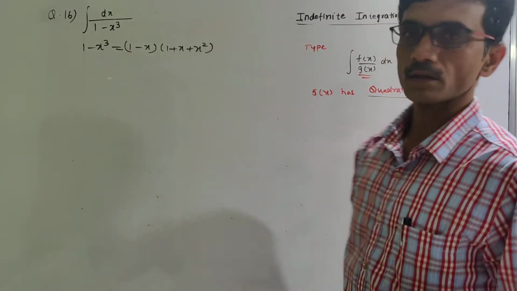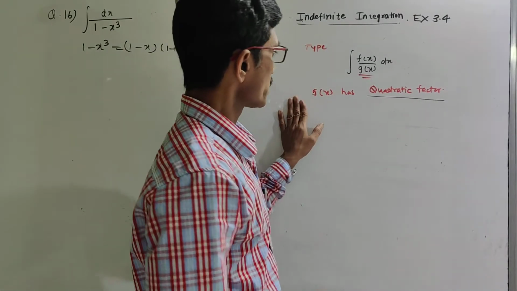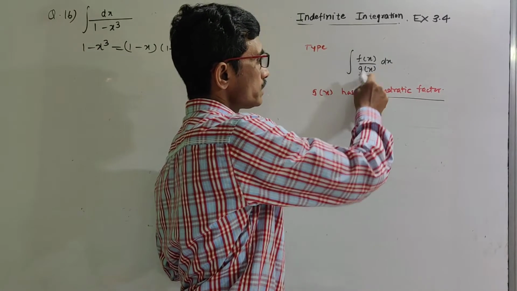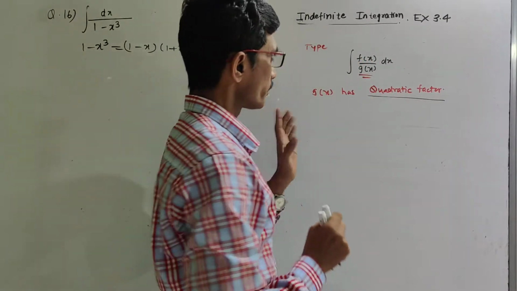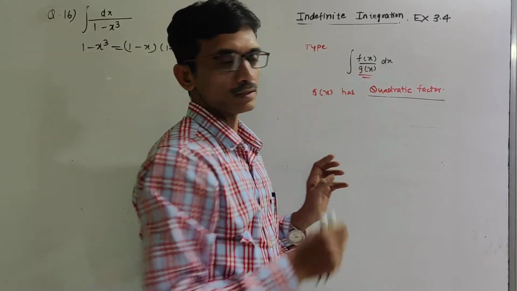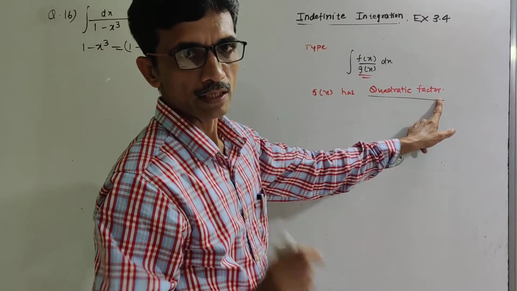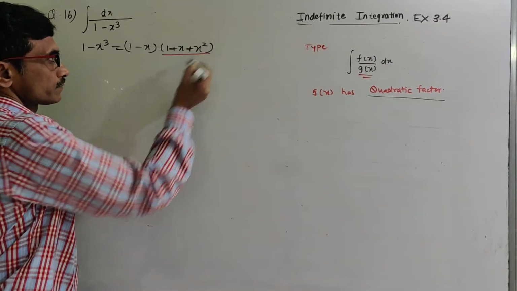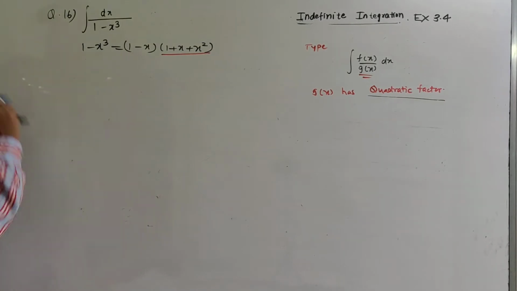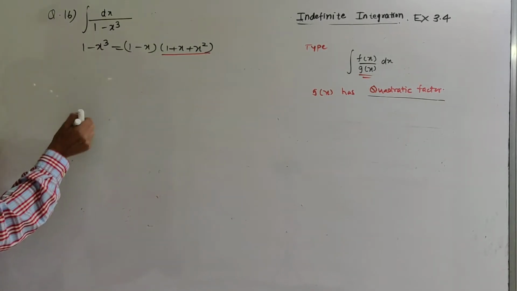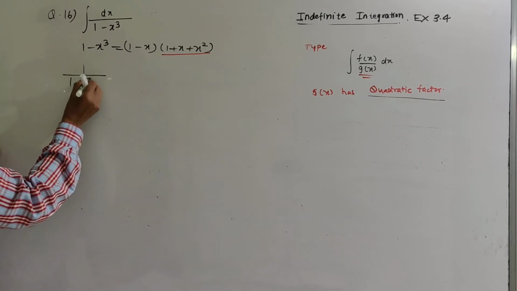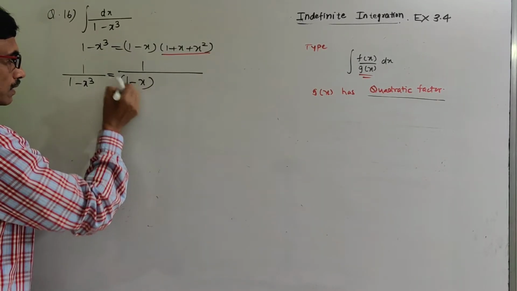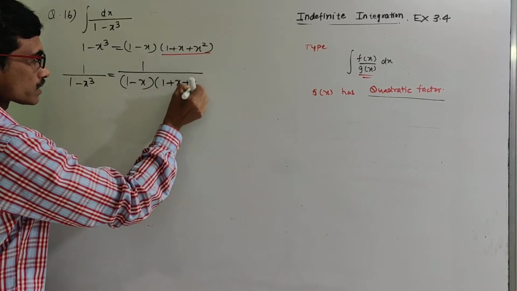Its power is 2. This type of example is included in this type. fx upon gx, that is a rational function, a proper rational function, where gx has at least one quadratic factor. So here we can put partial fractions like this: 1 upon 1 minus x cube, whose factors are 1 minus x and 1 plus x plus x square.